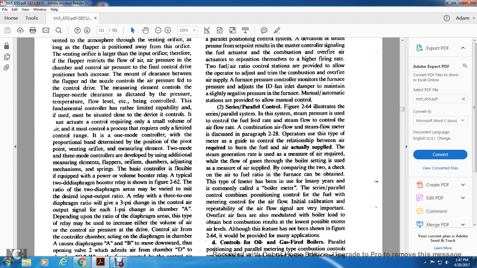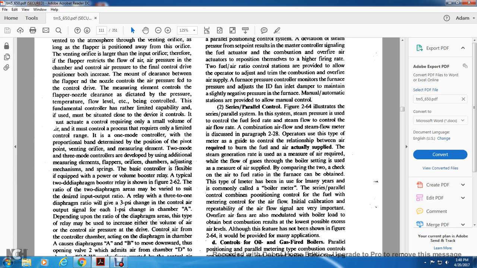The steam generation rate is used to measure the air required, and the flow of gas through the boiler setting is used to measure the air supply. By comparing the two and checking the air to fuel ratio, the best furnace conditions can be obtained with the type of meter that has been used for many years and is commonly called the boiler meter. The series parallel control combines position control of the fuel with meter control of the airflow.